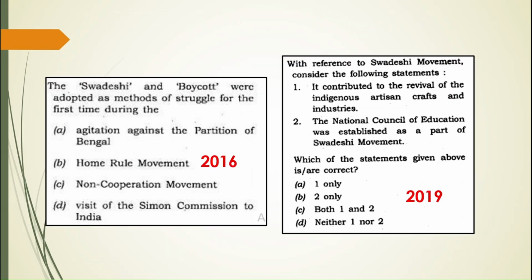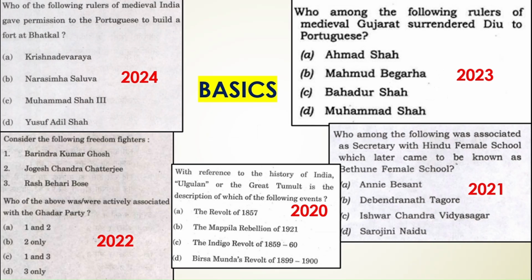Okay. Now see the next question, 2016-2019, the same theme is repeated, that is the Swadeshi movement. The Swadeshi and boycott were adopted as methods of struggle for first time during which movement? Then again in 2019, with reference to Swadeshi movement, consider the following statements. So once it is asked, we'll go back and study and make notes. Whatever is not there in the book, we'll add it to our notes, right?